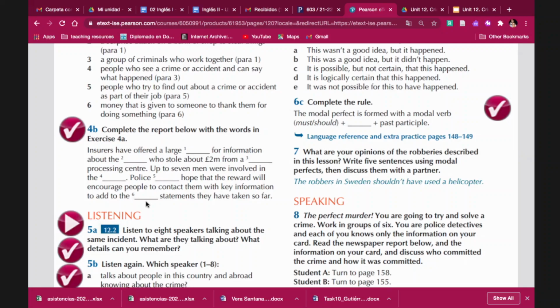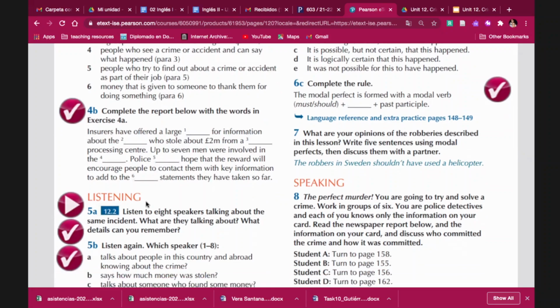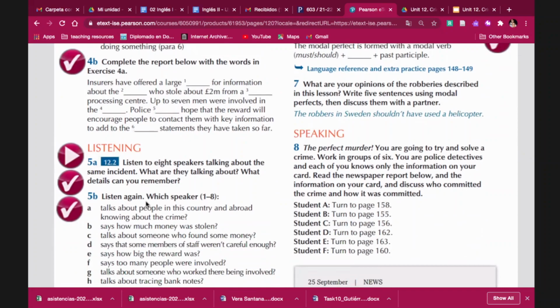Okay, teacher. So guys, this is the complete report of what happened in the police report, in the newspaper's report on the previous page. Okay, entonces seguimos trabajando con el mismo crimen. This is a spectacular robbery, okay? Now, in the following exercise, you had to listen to 8 speakers talking about the same incident. Here we're talking about the witnesses, the people who actually saw the crime, okay?